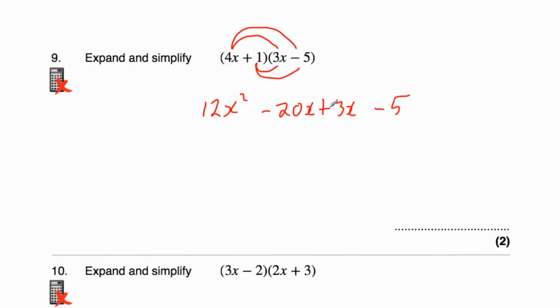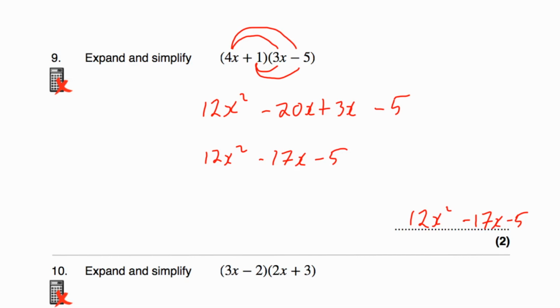Now we need to look at our terms in the middle. We've got our 12x squared. And then we've got minus 20x plus 3x. Well, if we're at minus 20 and we add 3, we're going to go back up towards 0. So it'll be minus 17x minus 5. So the answer would be 12x squared minus 17x minus 5.